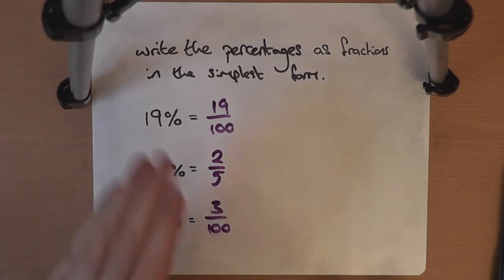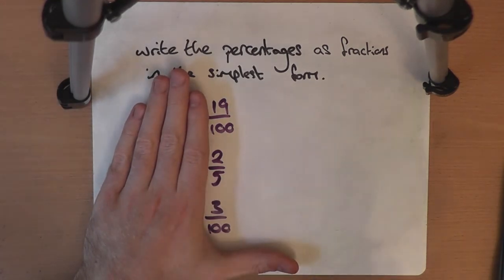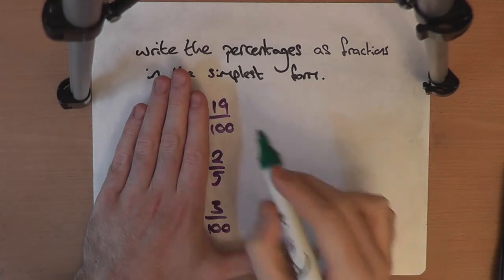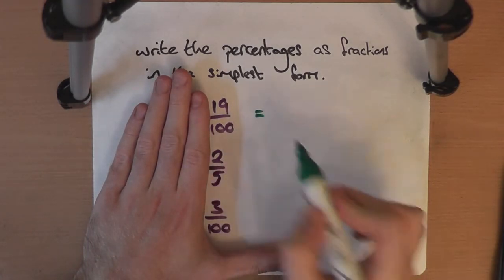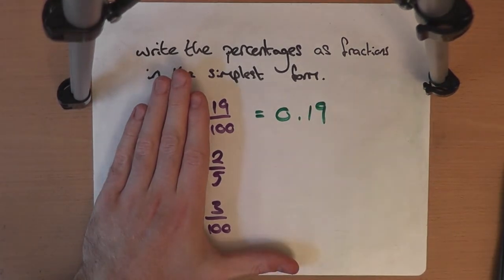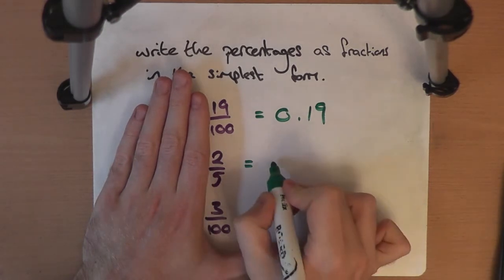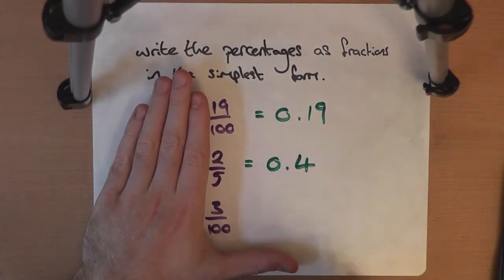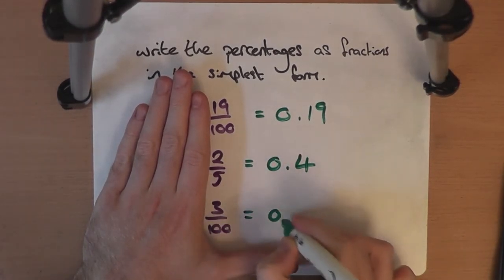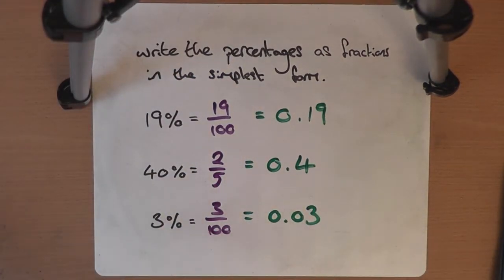Well, let's ignore the percentages for the minute and just focus on these three fractions. And we know how to turn fractions into a decimal. We simply do top divided by bottom. So we're going to do 19 divided by 100. Maybe we pop that in our calculators, maybe not, but 0.19. 2 divided by 5, we probably are going to want to pop that in our calculators, but 0.4. And 3 divided by 100, 0.03. And then I'm going to reveal the percentages again.